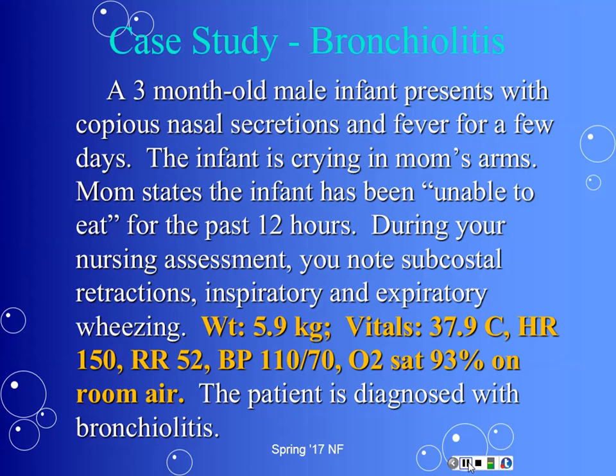So when we're talking about croup and things like that, that's primarily parainfluenza virus. When we're talking about viral croup, bronchiolitis is a little bit different. Here we've got a three-month-old male. He came in with copious nasal secretions. What's copious? A lot. Running down their face. Anytime you see copious, you want to think bronchiolitis, RSV, that kind of stuff. So copious nasal secretions and a history of a fever for a few days.